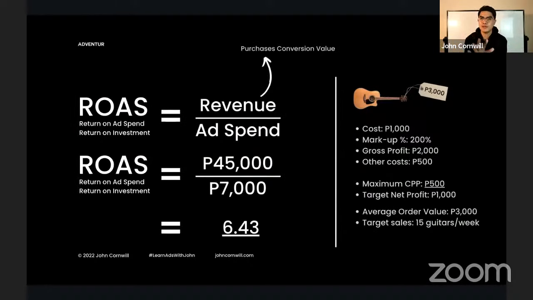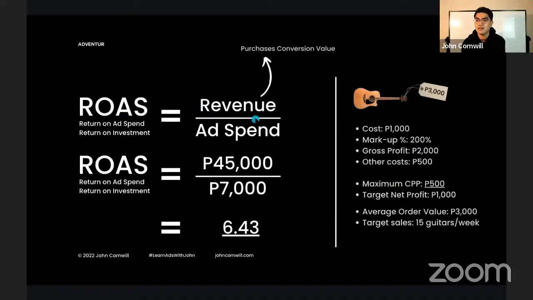Sige, let's continue. Now, I will be explaining everything here. I hope you can see this blue thing. So you can see nasan na ako with the discussion. So this is the ROAS formula. So basically, you just divide the revenue by the total ad spend. So revenue is also called purchases conversion value mismo sa may ads manager.